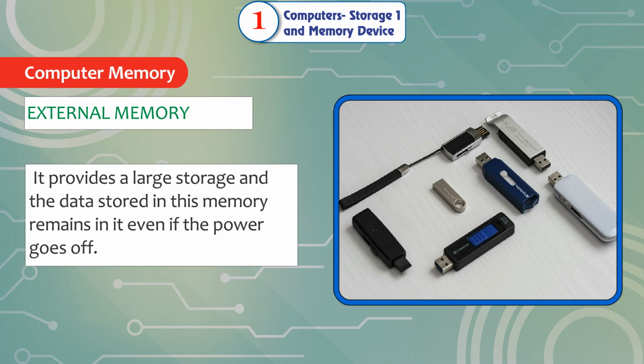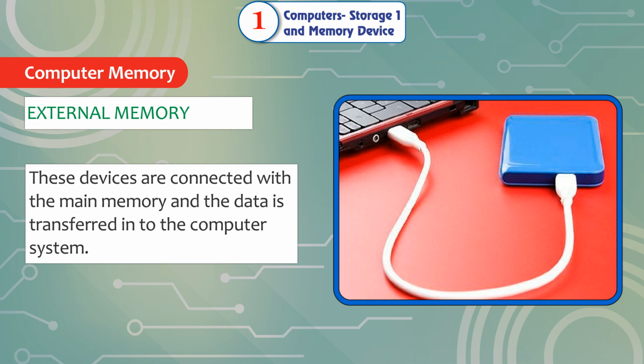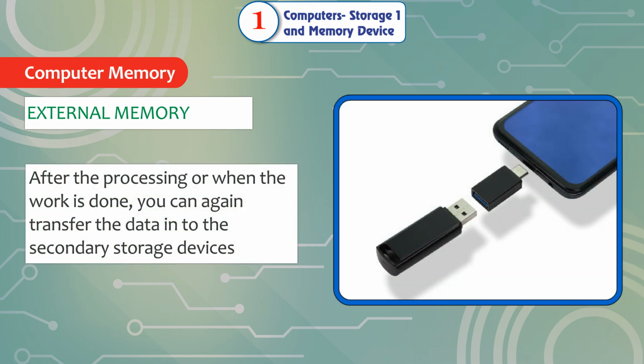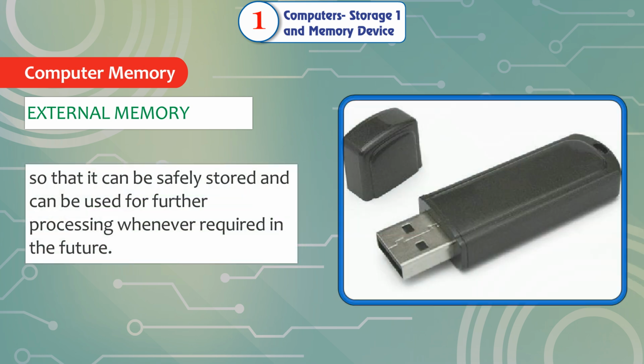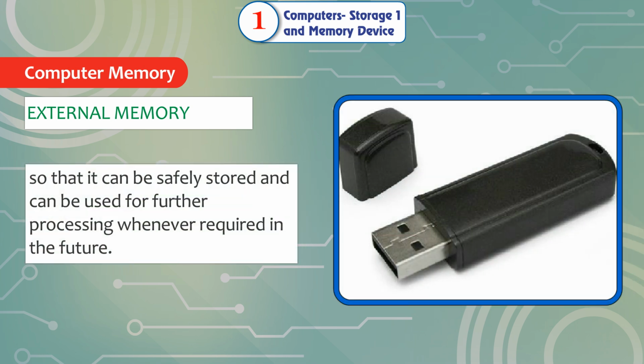External memory, also called auxiliary memory, is the secondary memory. It provides a large storage and the data stored in this memory remains in it even if the power goes off. These devices are connected with the main memory and the data is transferred into the computer system. After the processing or when the work is done, you can again transfer the data into the secondary storage devices so that it can be safely stored and can be used for further processing whenever required in the future.